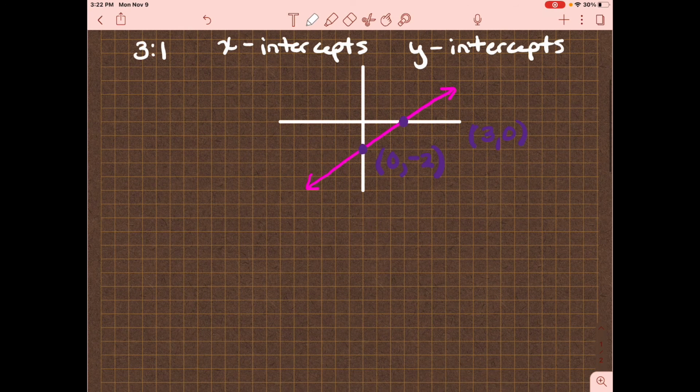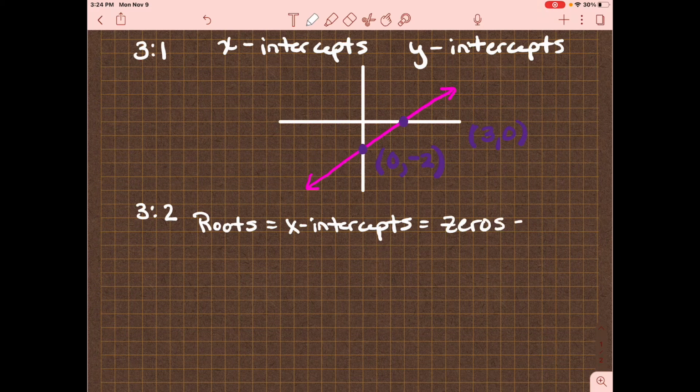In lesson 3.2, we were solving linear equations by graphing. And in a lot of these problems, we were talking about something called roots. Roots are just another name for x-intercepts. Another word for that is zeros. And another name for that is just solutions.